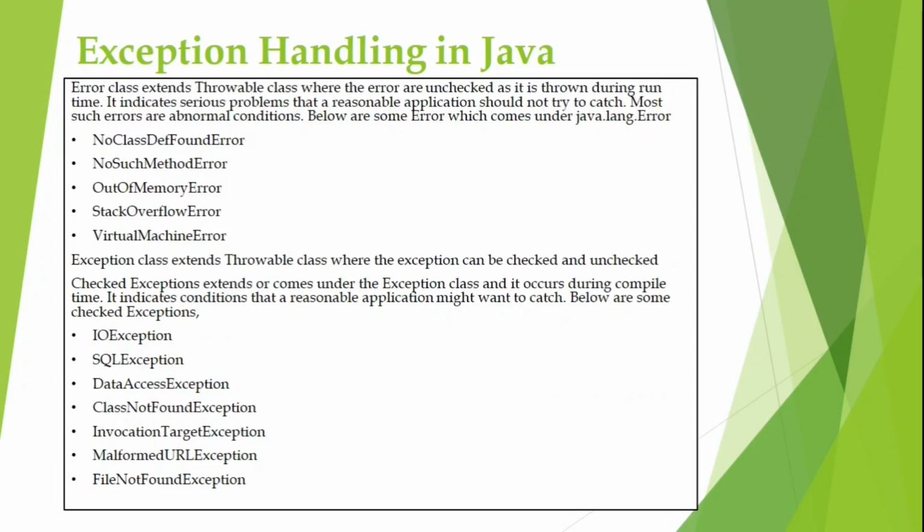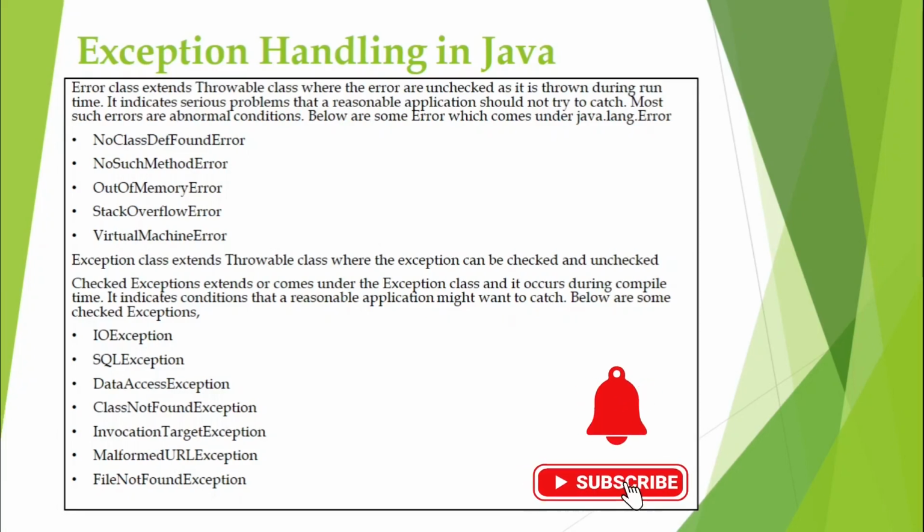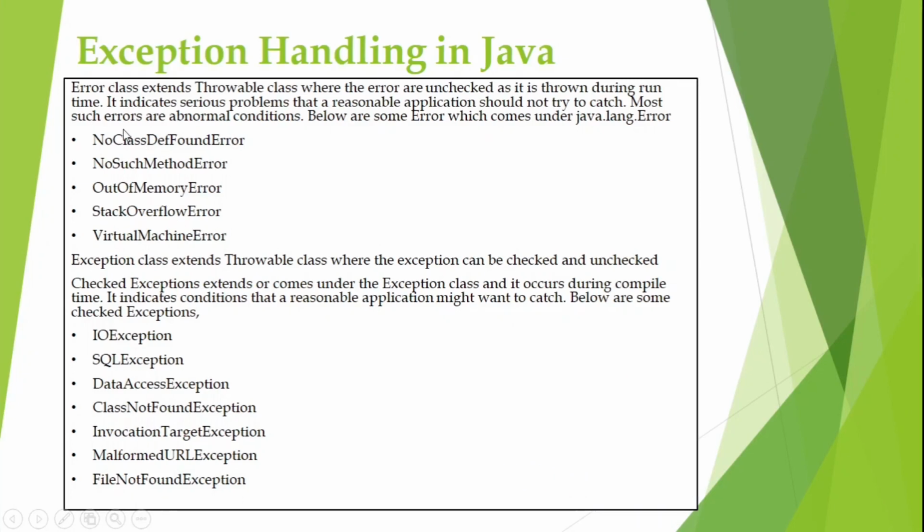The Error class extends the Throwable class, and errors are unchecked types thrown during runtime. This indicates a serious problem that a reasonable application should not try to catch, because most of these errors are abnormal conditions, and it surely causes abnormal termination of the program. Below are some kinds of errors, and these classes are child classes of the Error class: NoClassDefFoundError, NoSuchMethodError, OutOfMemoryError, StackOverflowError, VirtualMachineError. These cannot be recovered by handling techniques.